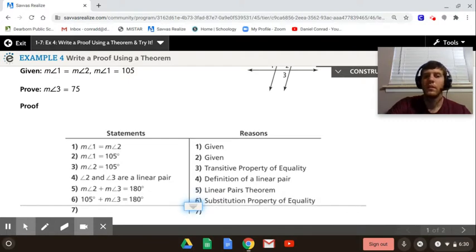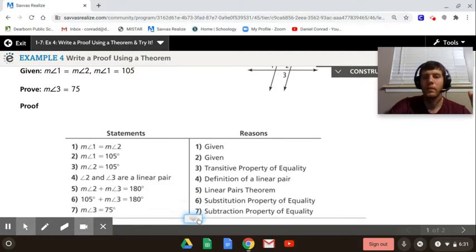But anyways, we then substitute in, right? We can substitute in 105 for the measure of angle 2. And then you subtract, and then we would have been done, right? If we subtract 105 from both sides, that's the subtraction property of equality. We're going to end up with the measure of angle 3 equals 75 degrees. Okay, so there's your proof.